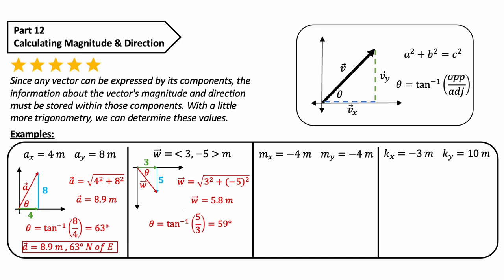Putting it all together, that's going to be 5.8 at an angle of 59. Then think about what direction this is in. We're starting at the east, and we're going south of it.